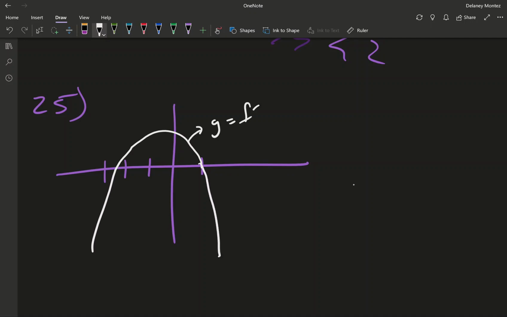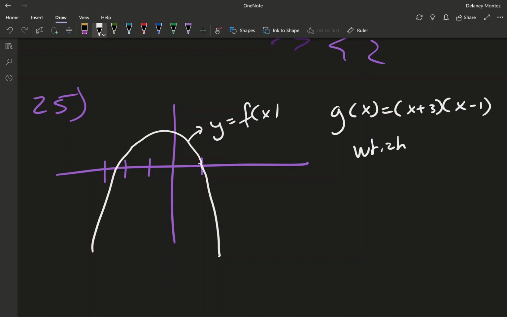So this is our y equals f of x. It's asking us, we're given another function g of x equals x plus 3 times x minus 1. Which of the following x values will make f of x greater than g of x?